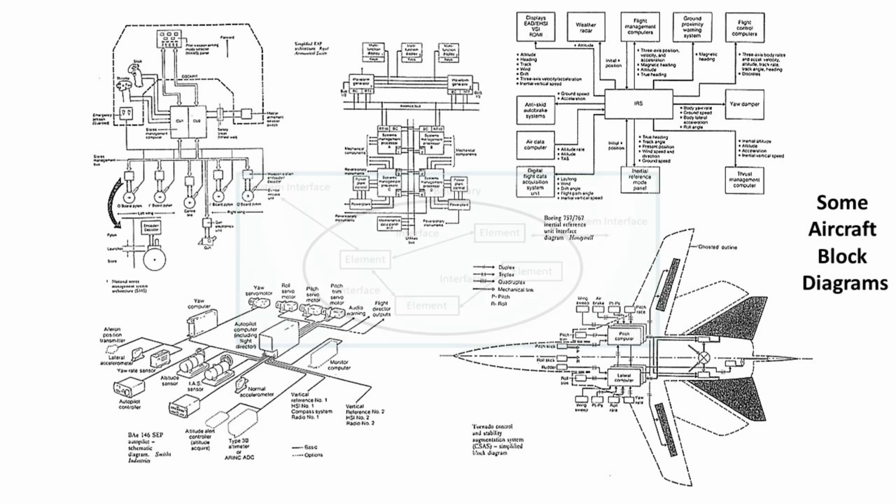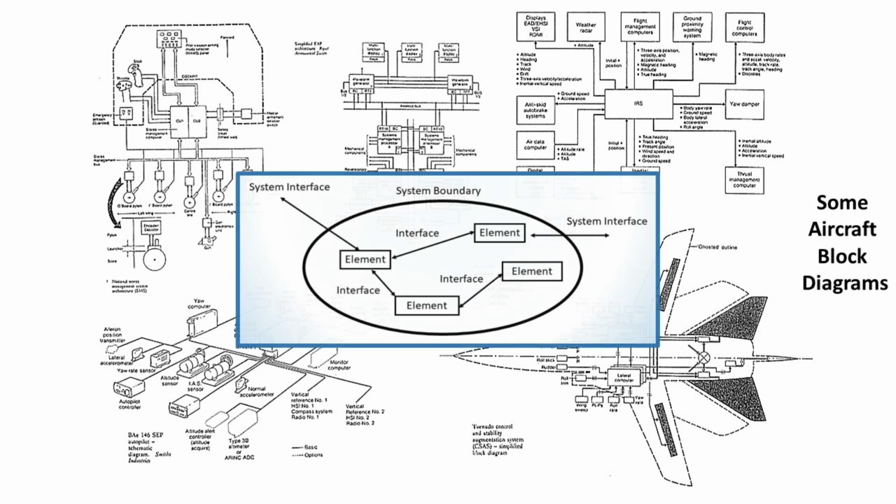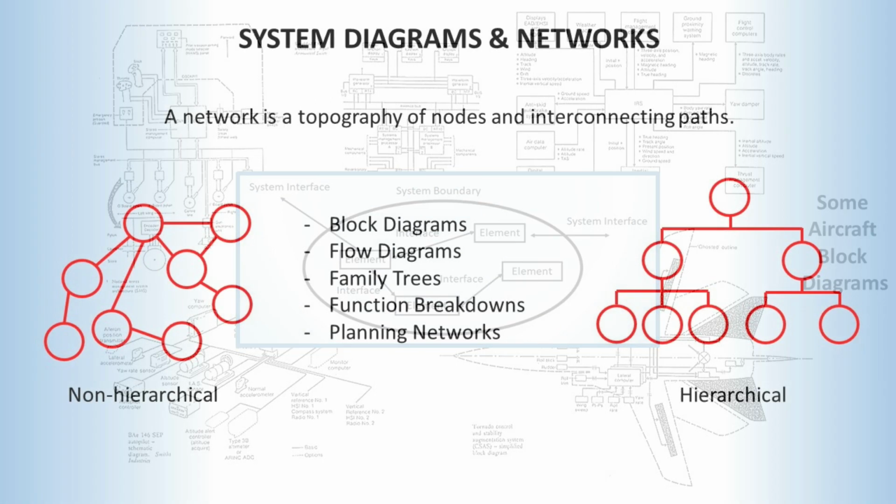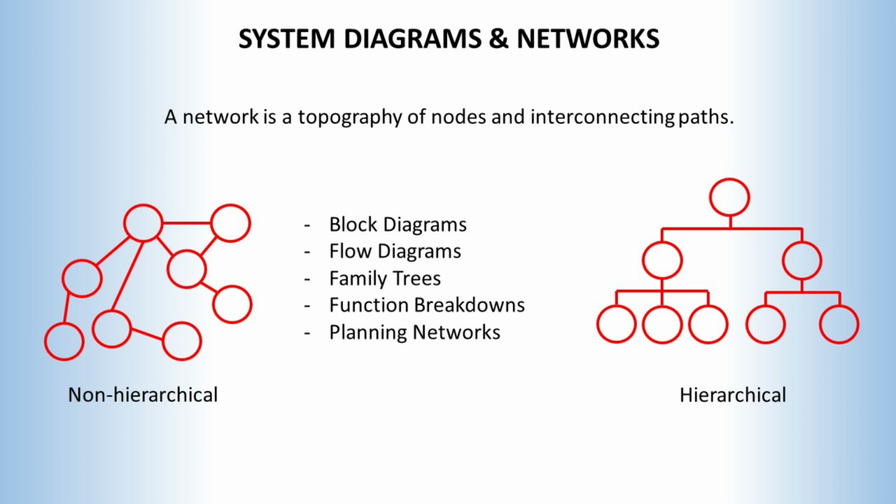Indeed, we used a block diagram to get across the concept of the system model, a model of a model, if that's not too weird. Block diagrams are one class of diagram that we generically call networks. A network is just a topography of nodes and interconnecting paths, and one of its advantages is generally they are readily understandable without explanation. Indeed, we have been using them throughout this course already.